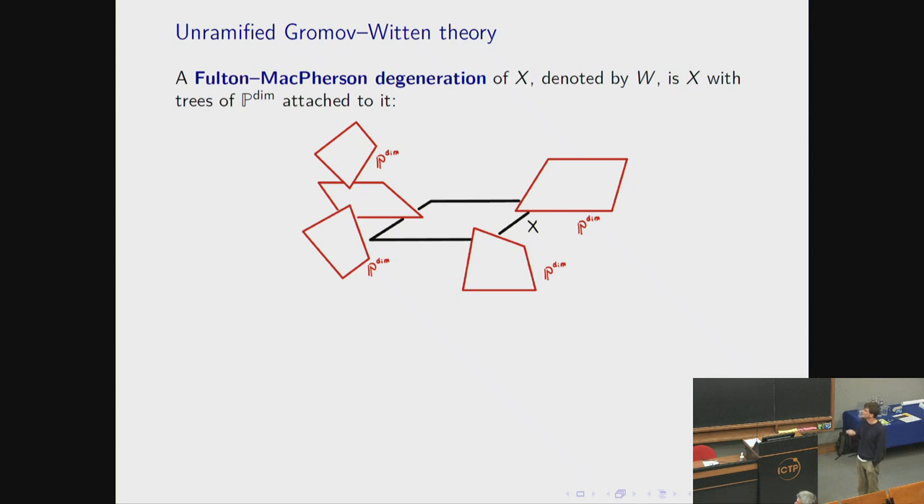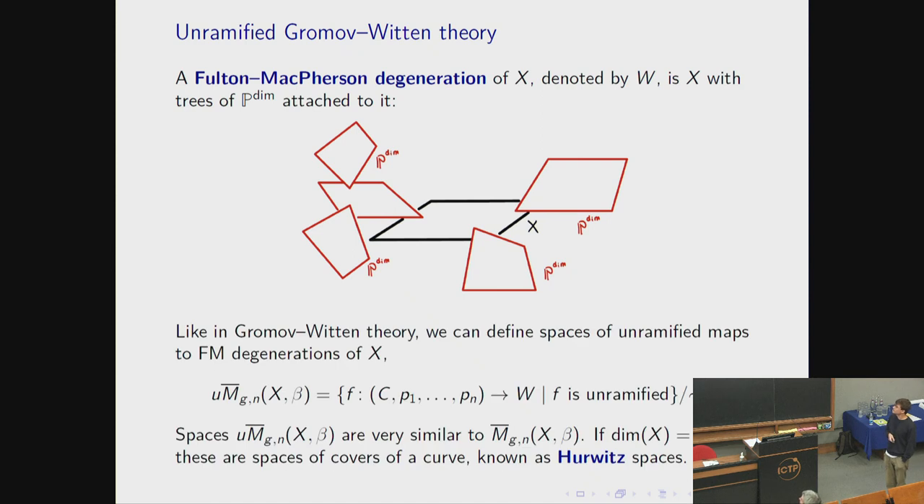Divisors. But for the sake of explanation, you can imagine that as an attachment. You need to blow up, and then you attach. But you blow up a point, roughly speaking. So in dimension one, if X was a curve, that's how it looks on the nose. But in high dimension, you're right, you have to blow up. So that's a Fulton-MacPherson degeneration.